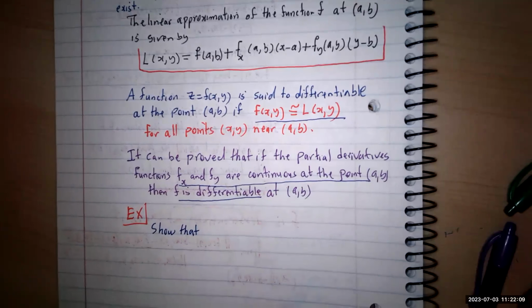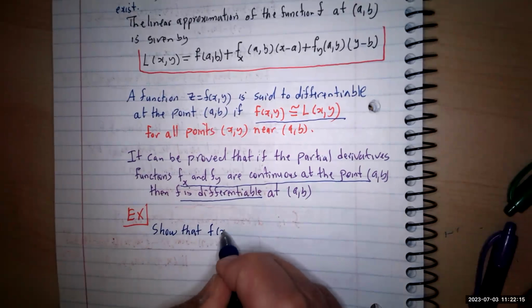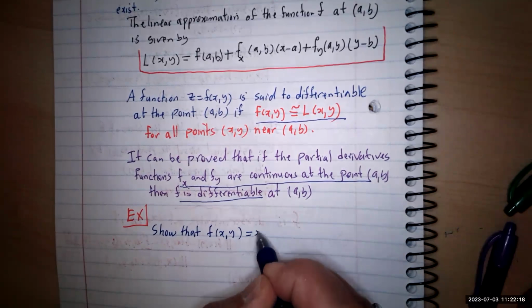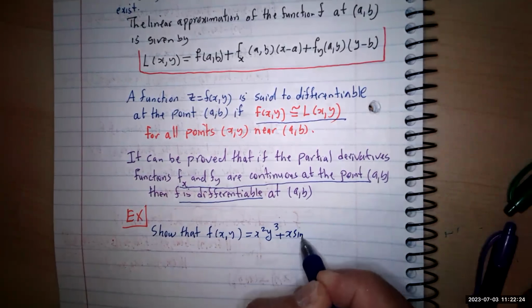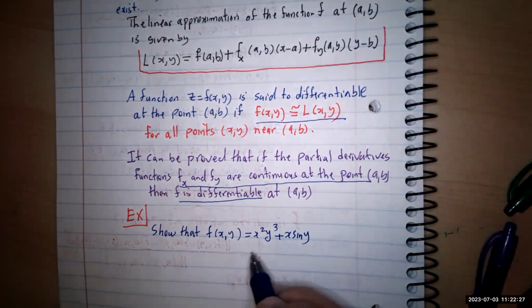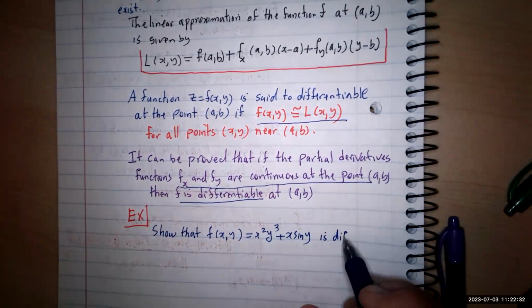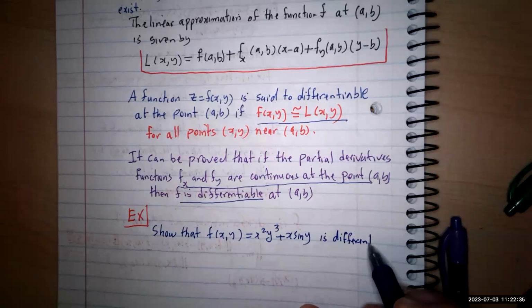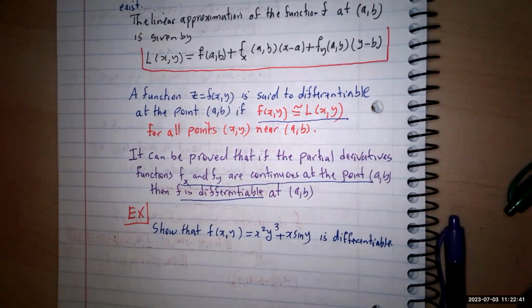It will be combined with something else in a minute, but this is it so far. Show that f of x comma y equals x squared y cubed plus x sine y is differentiable. Just check if it is differentiable. Checking means you just check to see if the partial derivatives are continuous. So the solution is going to be to find the partial derivative functions.